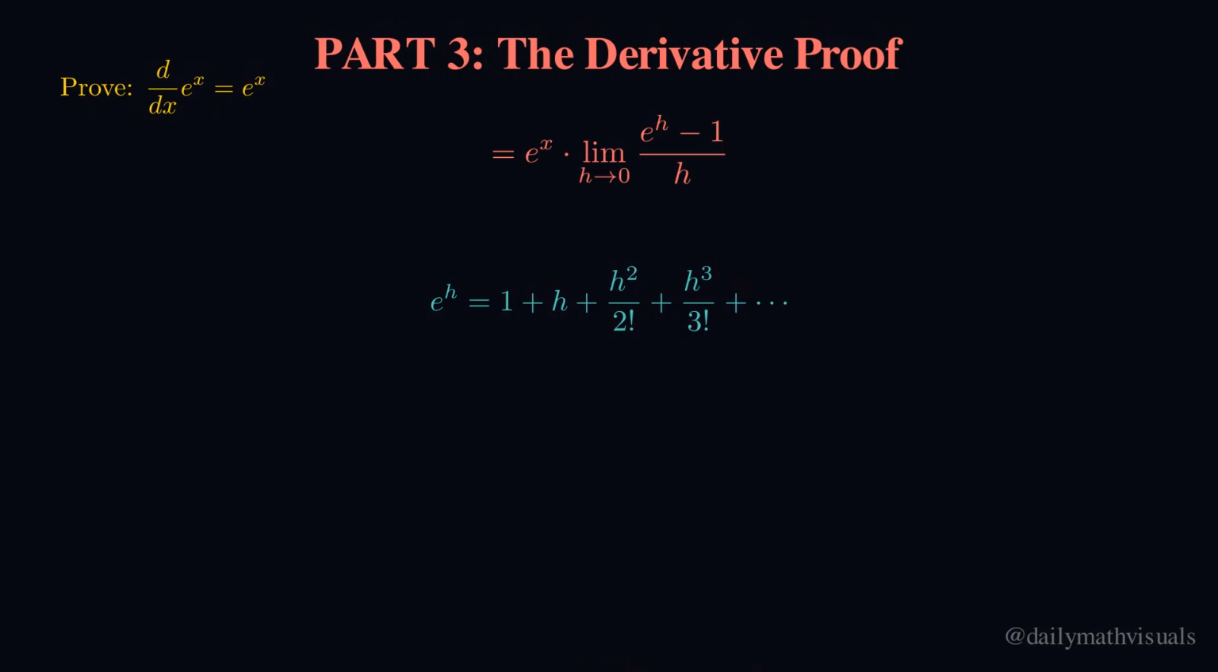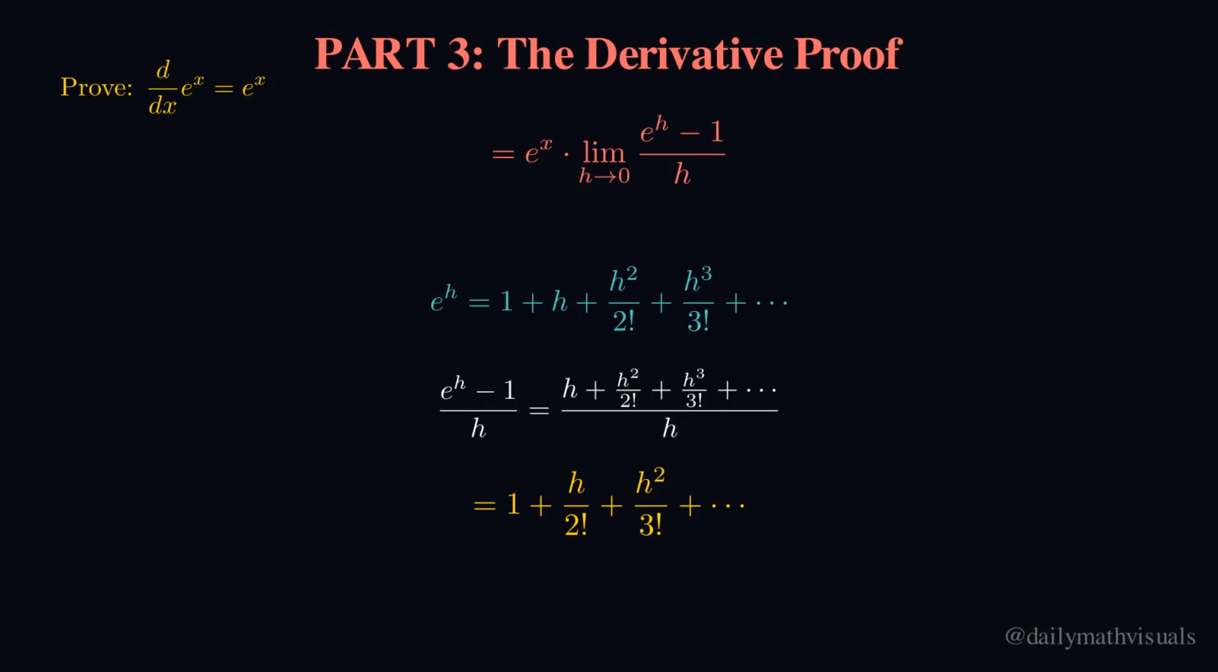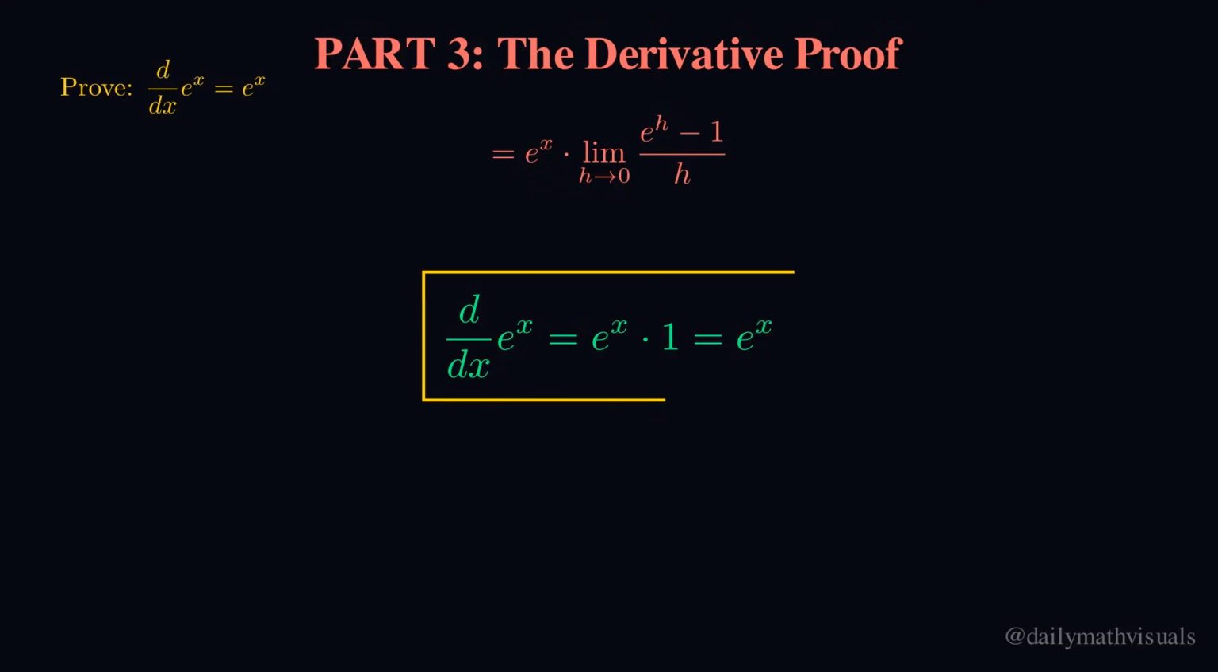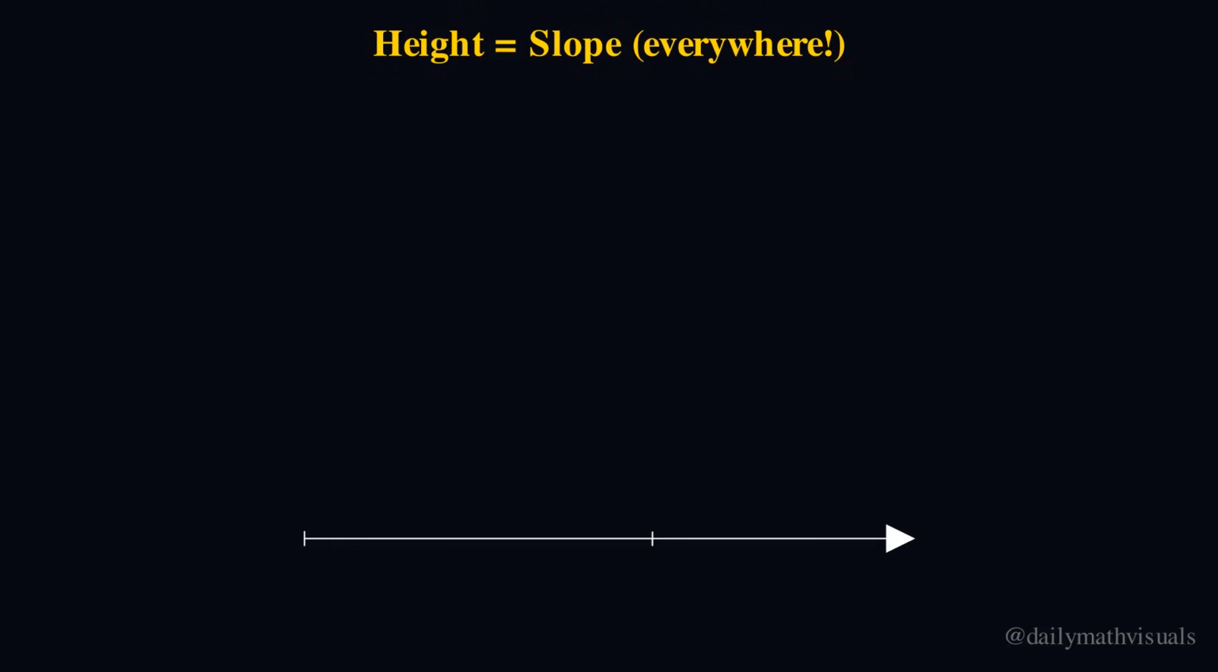Let's use the power series to prove it rigorously. Subtract 1 and divide by h. Watch what happens. Simplify, we get 1 plus h over 2 factorial plus h squared over 3 factorial, and so on. As h approaches 0, all those terms with h vanish. We're left with exactly 1. Therefore, the derivative of e^x equals e^x times 1, which is just e^x. Proven.